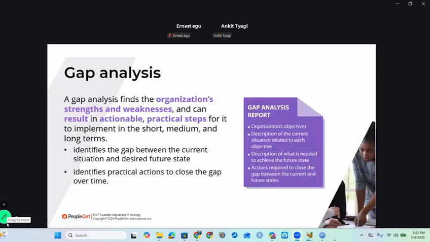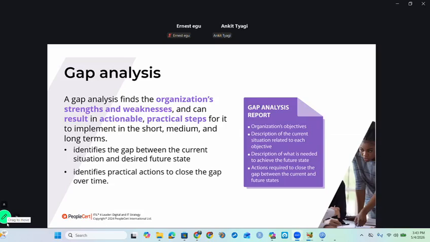Gap analysis finds the organization's strengths and weaknesses and can result in actionable, practical steps for it to implement in the short, medium, and long term. It identifies the gap between the current situation and the desired future state, like we've been talking about: understanding the current position, identifying the desired state, and then looking for gaps, and it identifies practical actions to close the gaps over time.